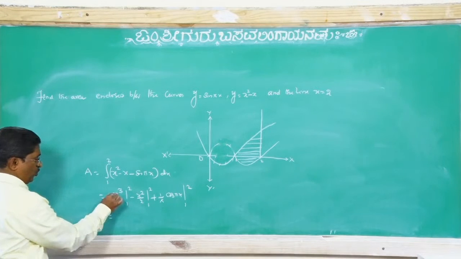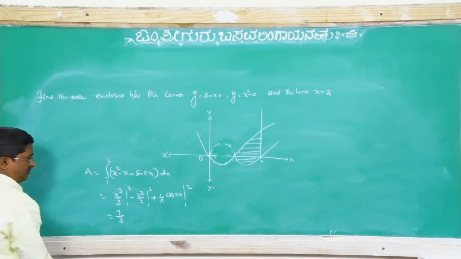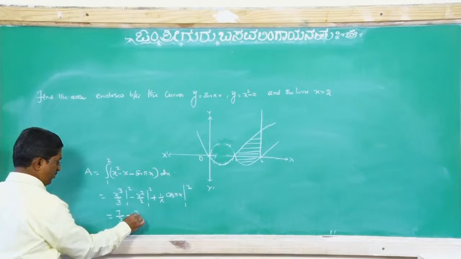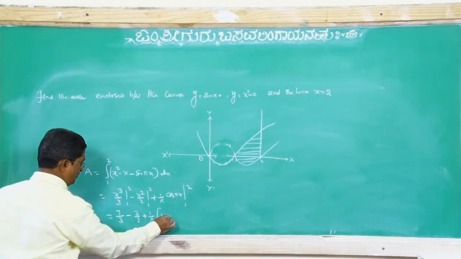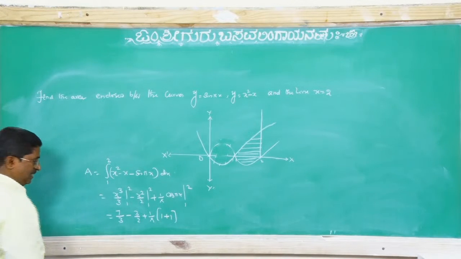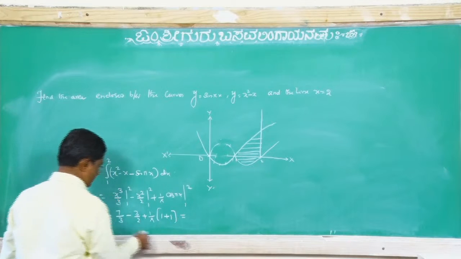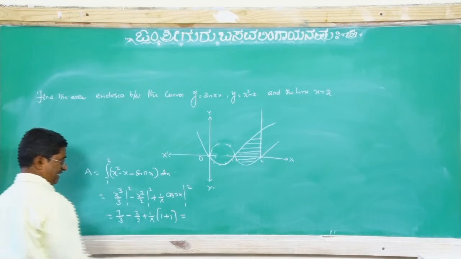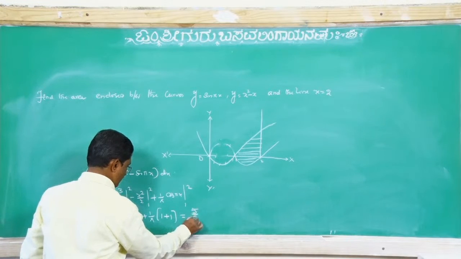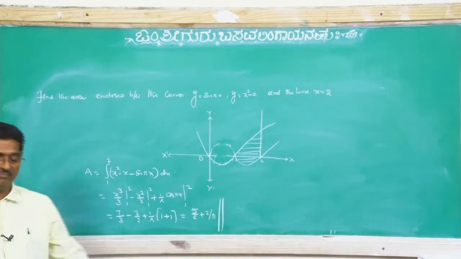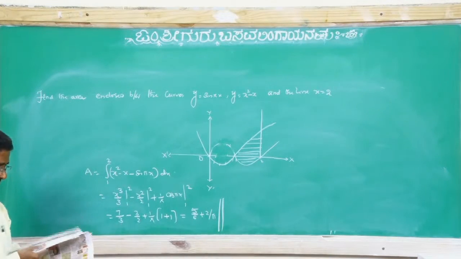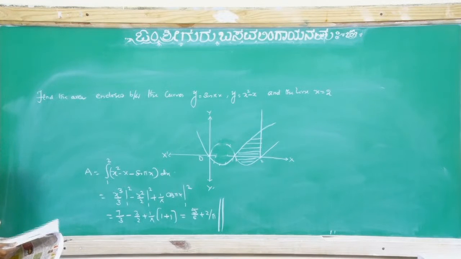F of the upper limit: 2 cube is 8, 8 minus 1 equal to 7 by 3, minus 4 minus 1 over 2 equal to 3 by 2, plus 1 by pi cos of 2 pi, 1, minus of minus cos pi, equal to 1. So from these terms take the LCM: 14 minus 9, that is equivalent to 5 by 6. 5 by 6 plus 2 by pi is the required solution. Right? Check. 2 by pi plus 5 by 6.